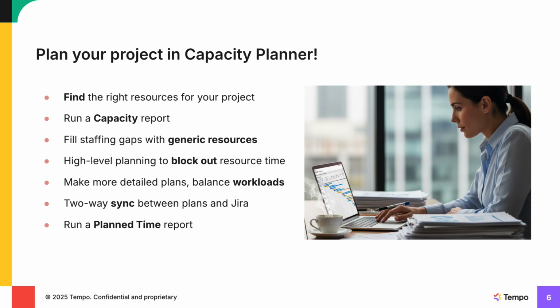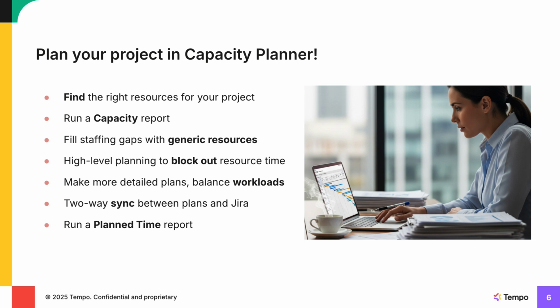So, let's go through a quick overview of what you need to plan ahead using Capacity Planner. First off, we'll cover how to find the resources you need for a project. Then we'll show how to run a capacity report to measure how your current resources compare to the anticipated demand and identify any gaps between the two. Creating generic resources lets you fill those gaps with temporary placeholders for real resources. And this lets you do your high-level planning to block out time for all the resources you need for your project. As the project gets going and work is picked up, you can make more detailed plans on specific work items and balance the workload among the resources.